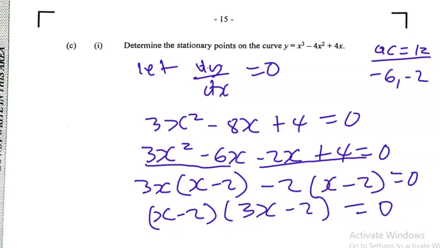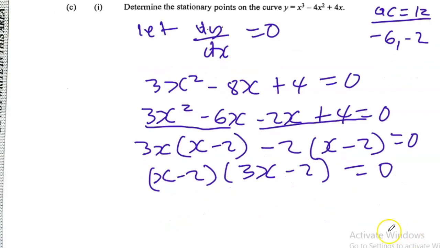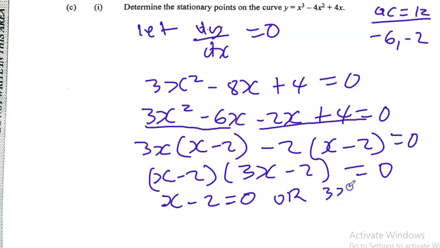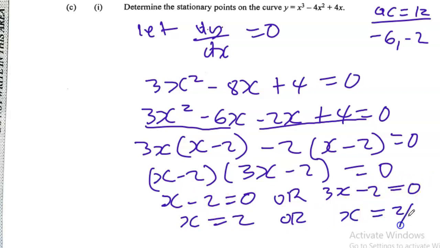So we can equate both factors to 0 and then solve. So x minus 2 equal to 0, or 3x minus 2 equal to 0. So x equal to 2, or so we add 2 to both sides and divide by 3. So x equal to 2/3.